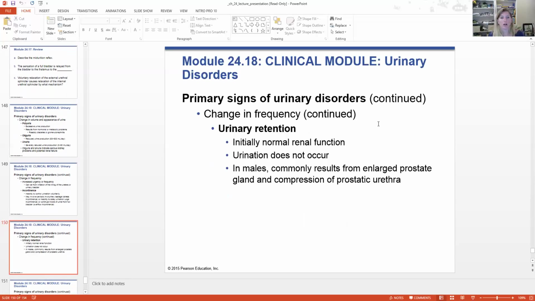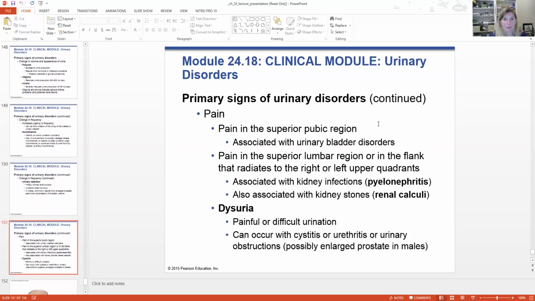So there's also a change in frequency like in urinary retention. So normal renal function is fine, but if urination doesn't occur, like if you just keep holding it and you can't let it go, this could indicate an issue specifically in males. Males, if they have an enlarged prostate or something going on with their prostate. Remember, the prostate is the regulatory mechanism between the vas deferens and the urethra, kind of shunting which product, so to speak, is going to be released. So if there's something going on with your prostate, males might not be able to release that internal urethral sphincter to allow the urine to come out. And so that could obviously be dangerous as well.